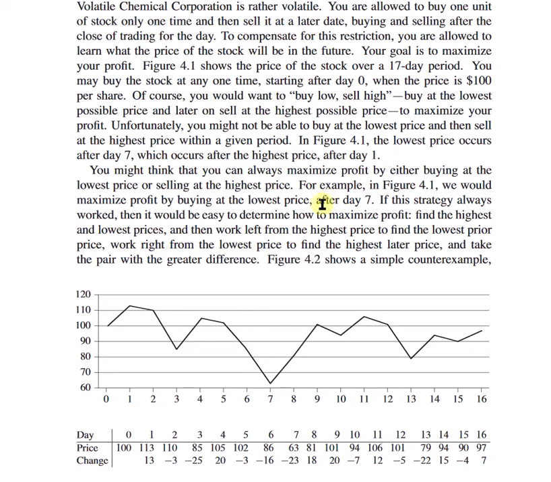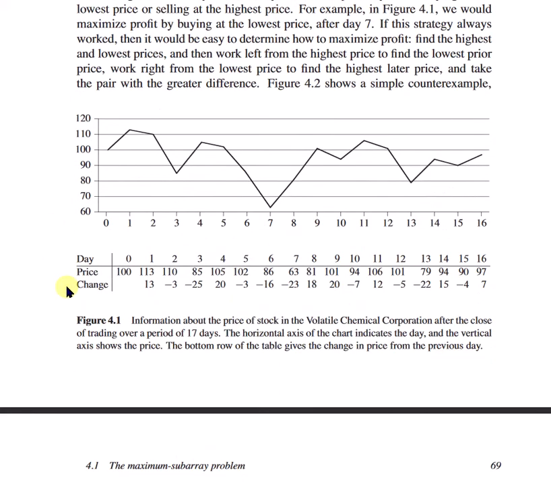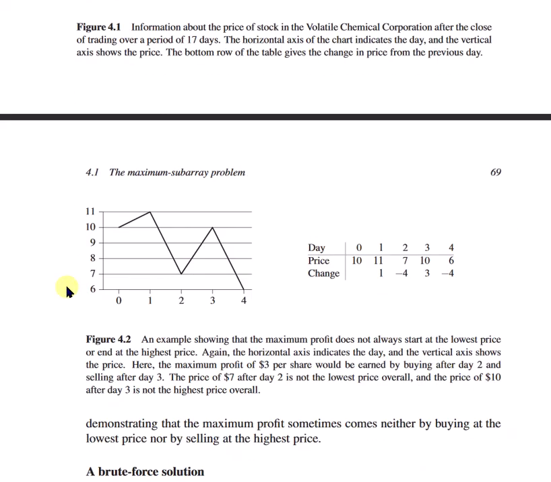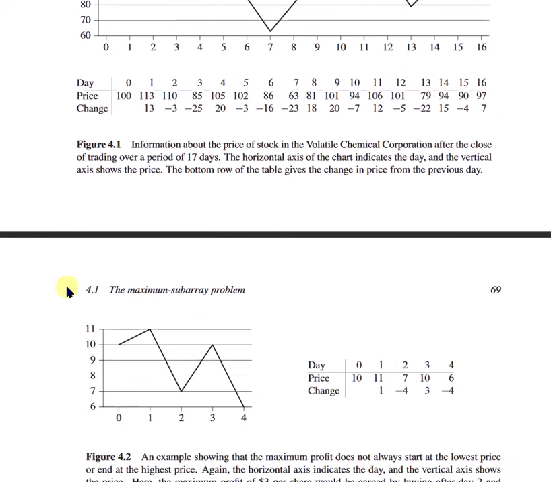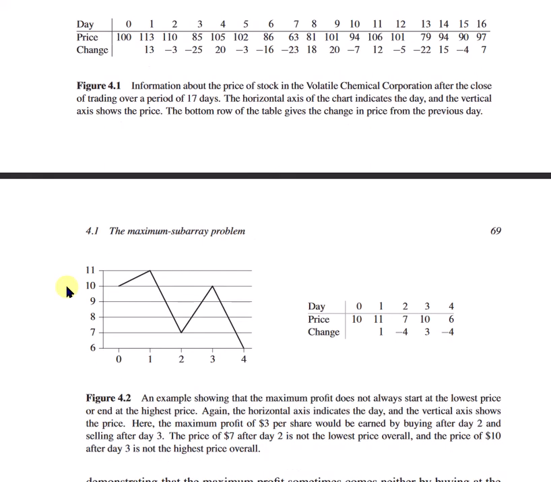If this strategy always worked, then it would be easy to determine how to maximize profit: find the highest and lowest prices, and then work left from the highest price to find the lowest price prior, or work right from the lowest price to find the highest price, and take the pair with the greater difference. Figure 4.2 shows a simple counterexample. Always start at the lowest price or end at the highest price.